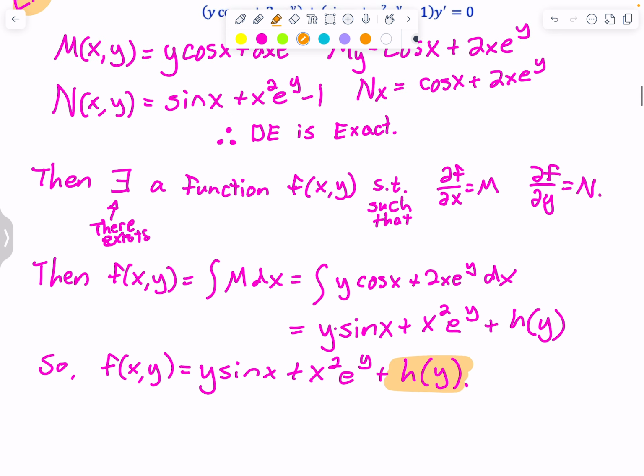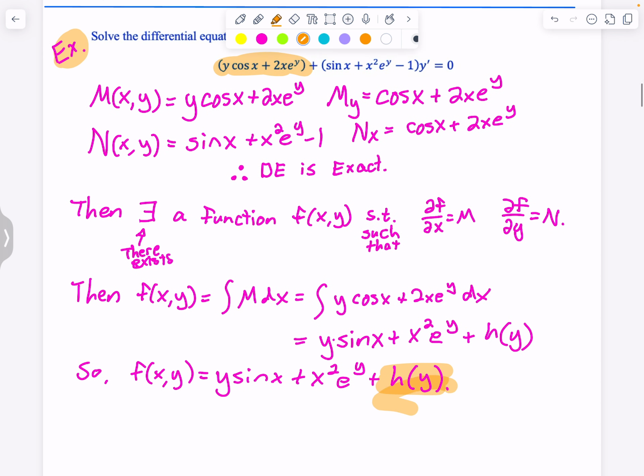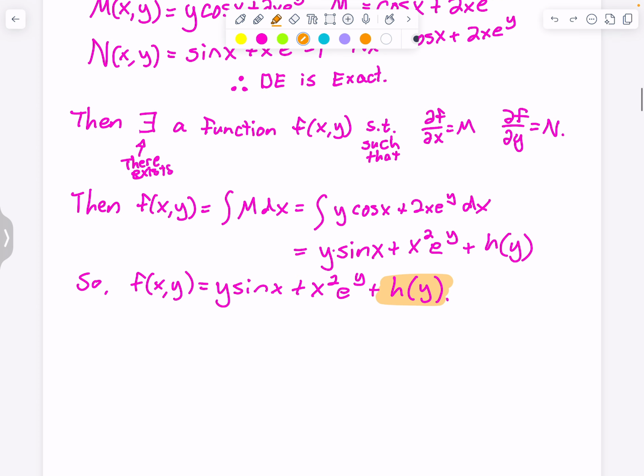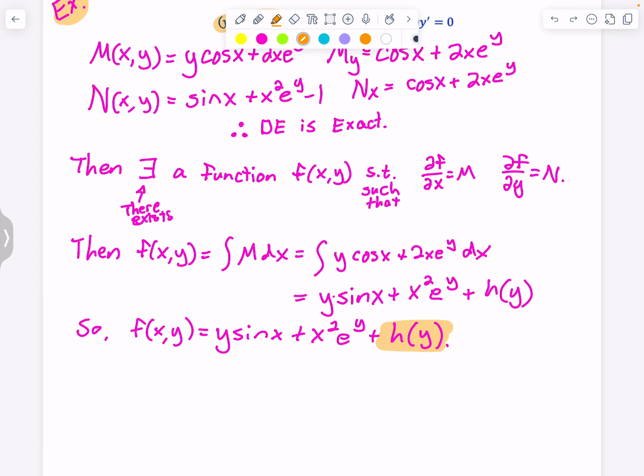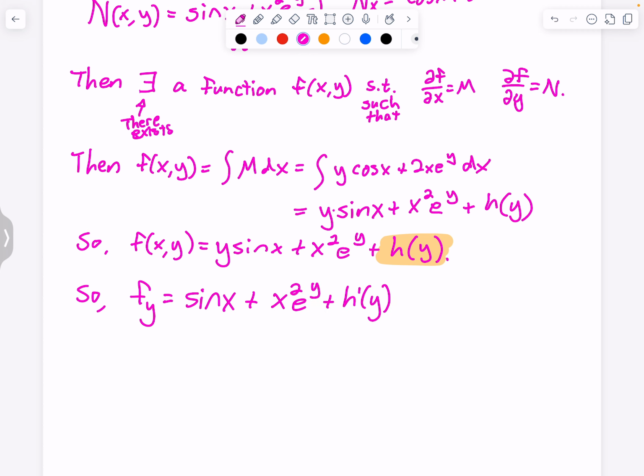If this was my function and I took the derivative of f to get here, if there was a y squared or plus y or minus y down here, it would have gone away with the x. So we have a function of y, which also could include the constants as well. So I'm going to take that function we just came up with and take the derivative of f with respect to y. I get sine x plus that thing just comes out again, and then h prime of y.